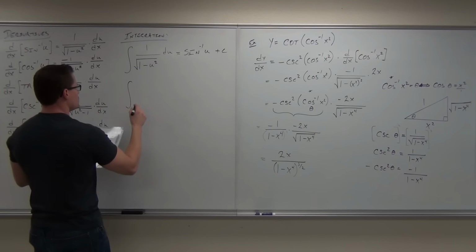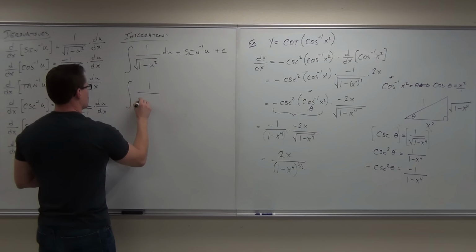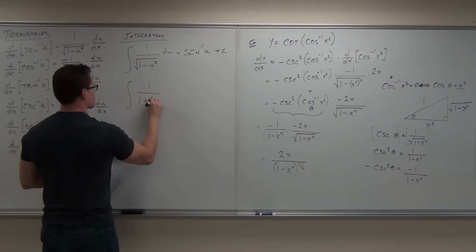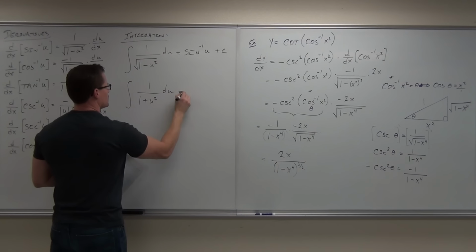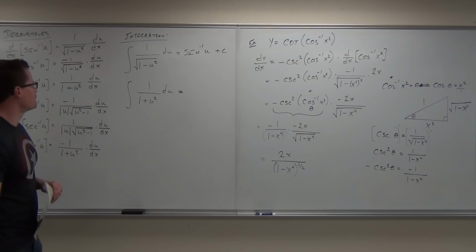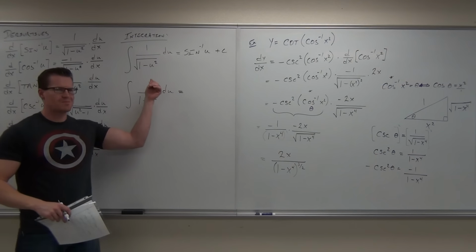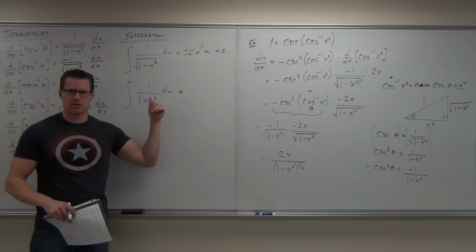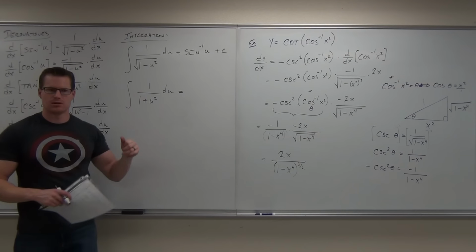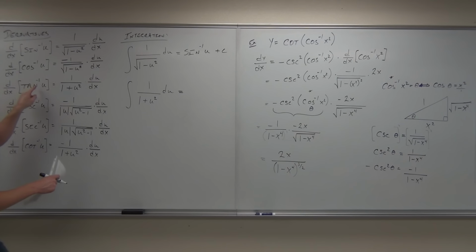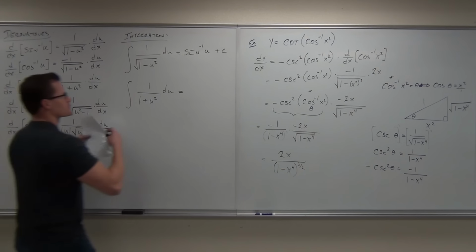Okay, how about we do 1 over 1 plus u squared du. What are we going to get out of that? If we can make it look like 1 over 1 plus u squared du, it's going to become tan inverse. If the derivative of tan inverse gives you this, the integral of this gives you tan inverse.